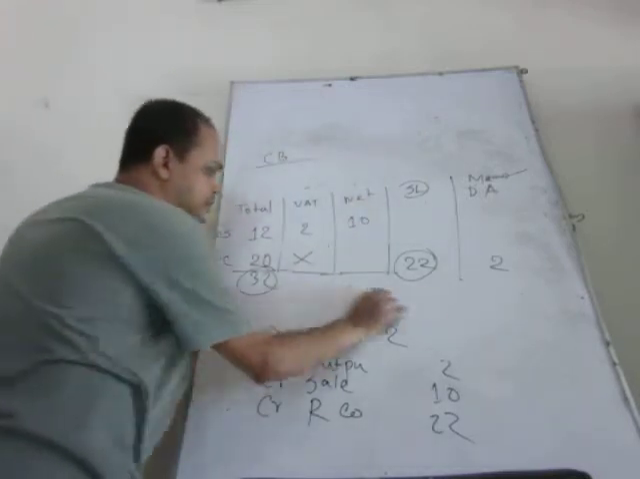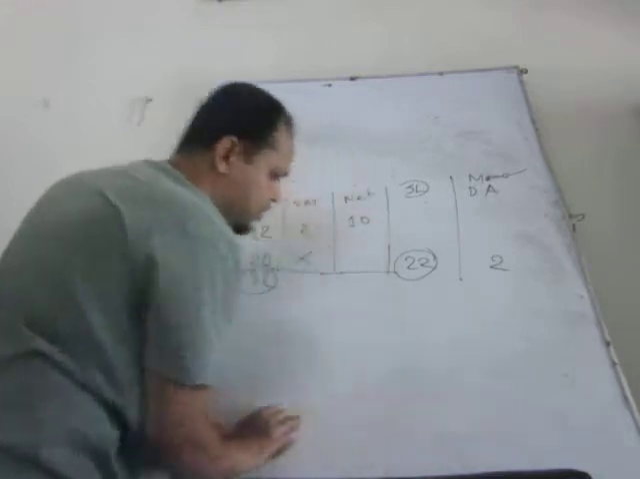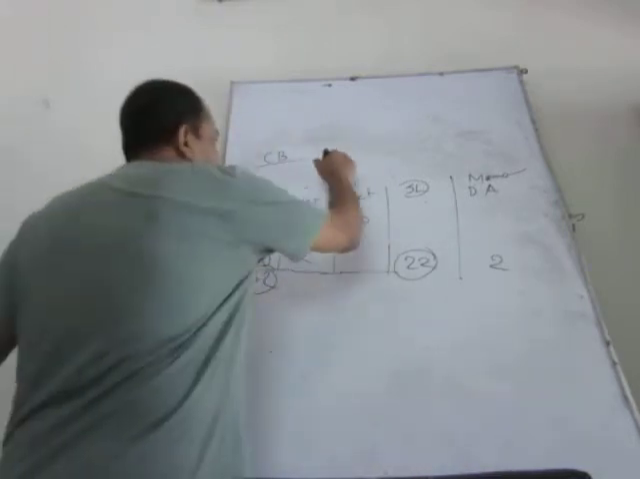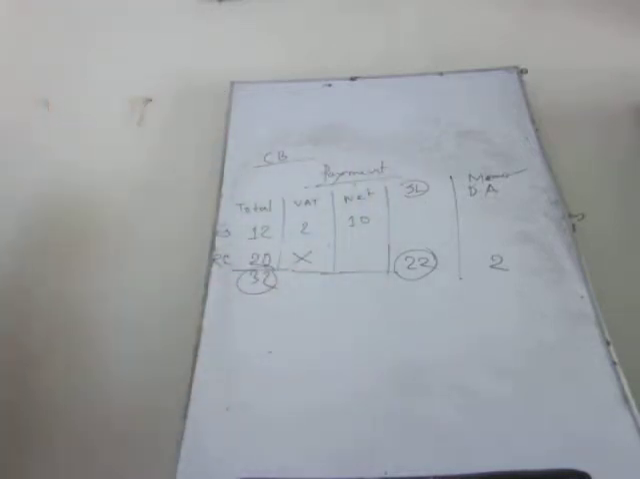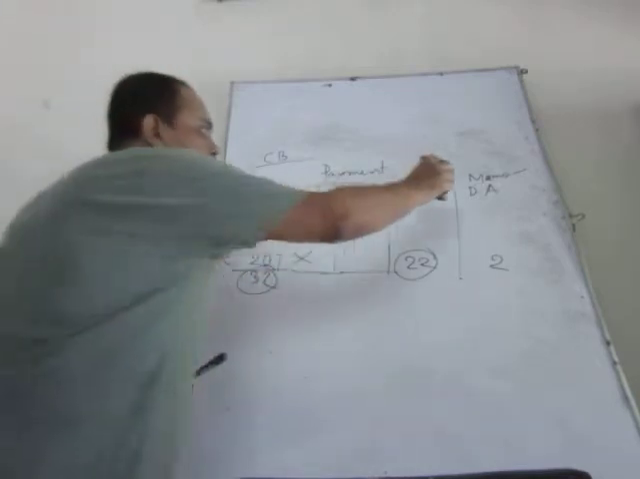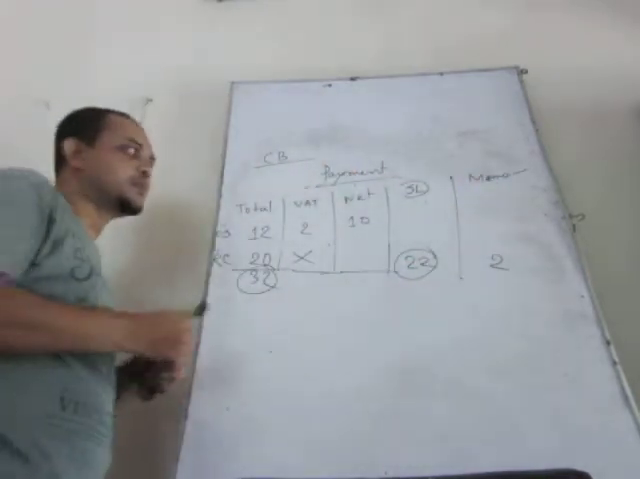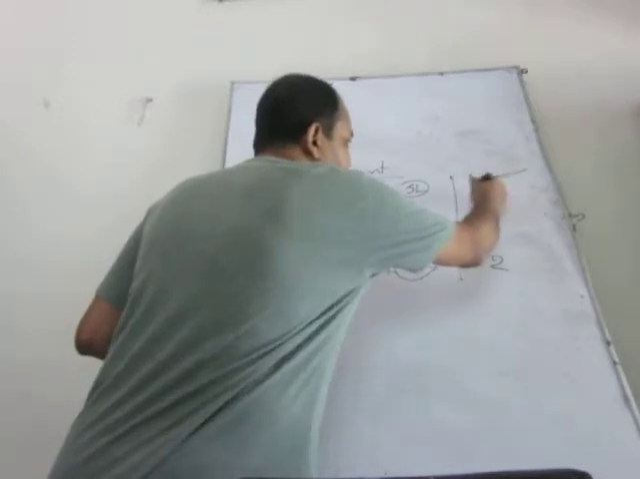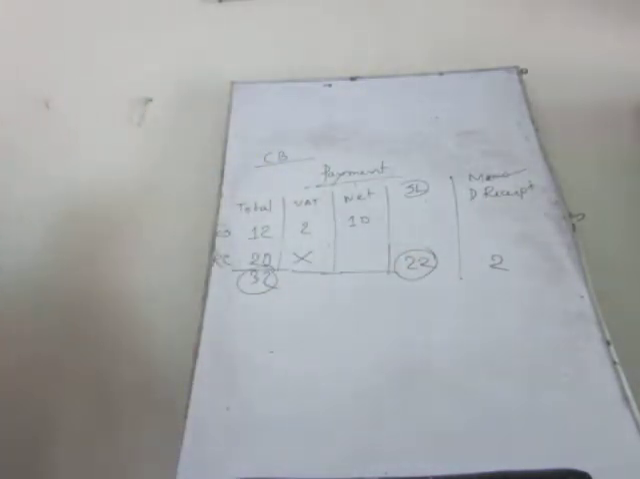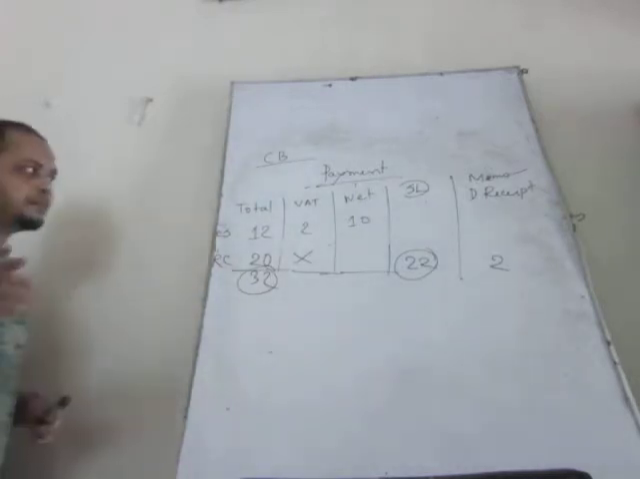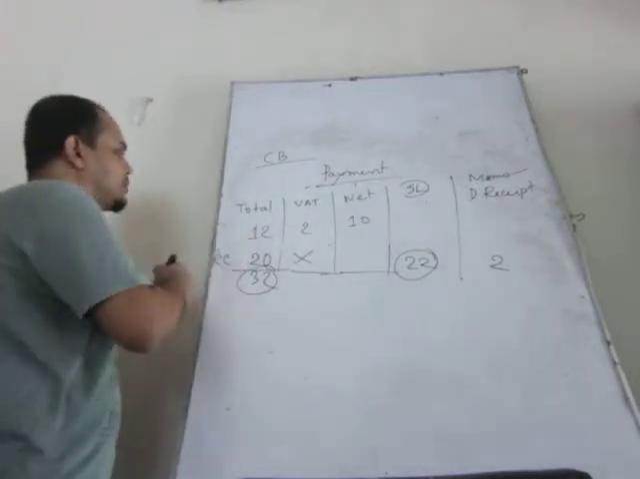Now if this is the case of the cash day book payment side, in that case this will not be discount allowed. This will be discount received. Being a customer here, you are receiving some discount from the supplier. So this will not be sales. Suppose this is cash purchase.